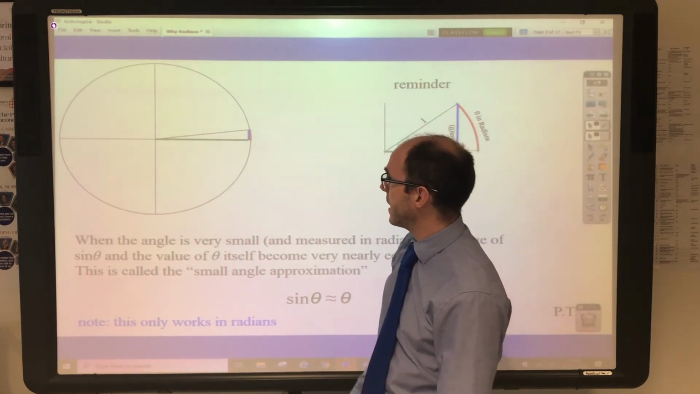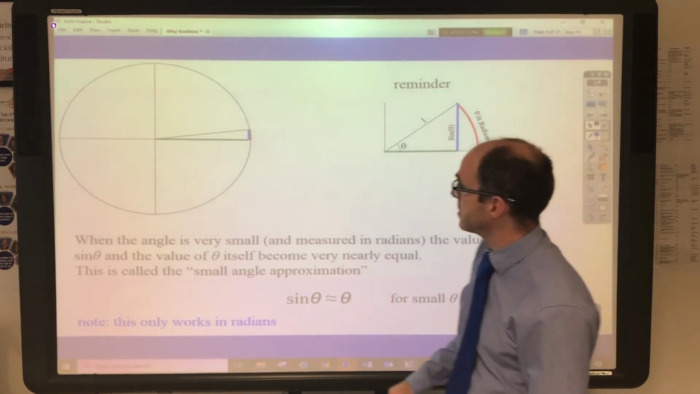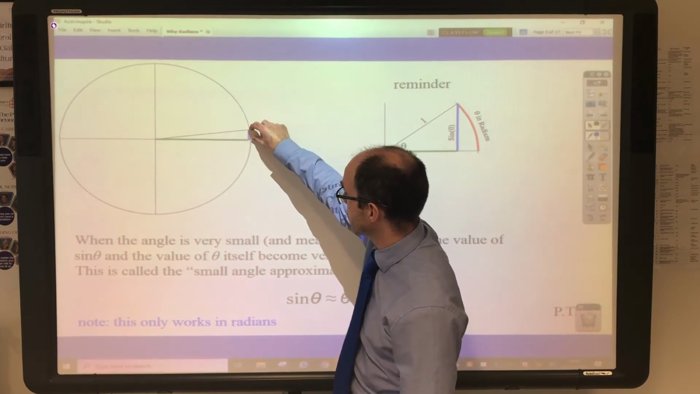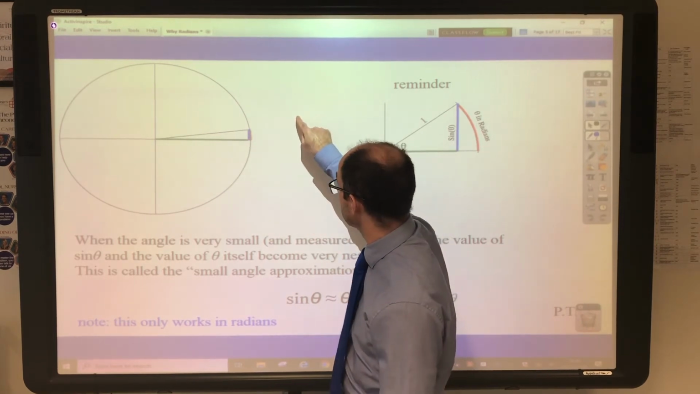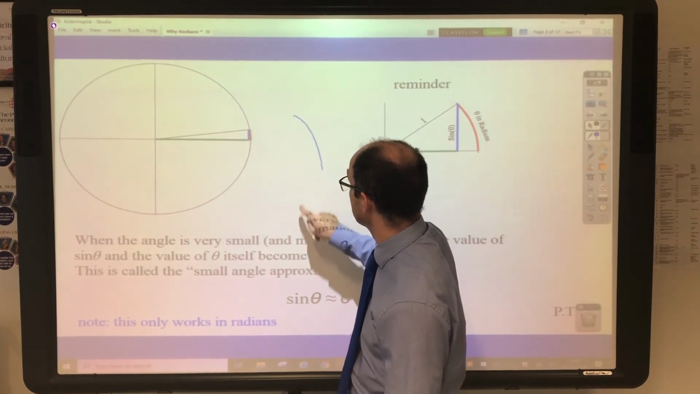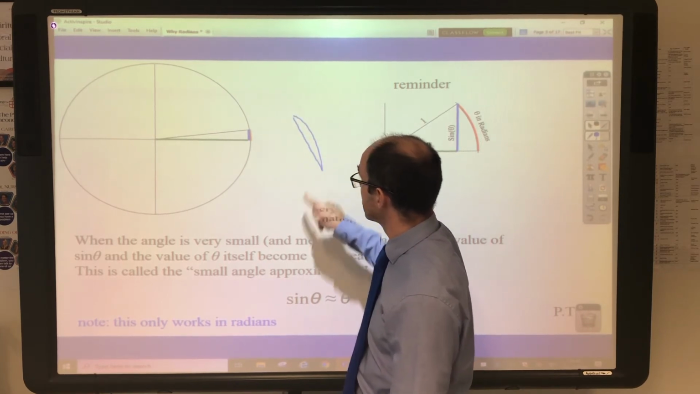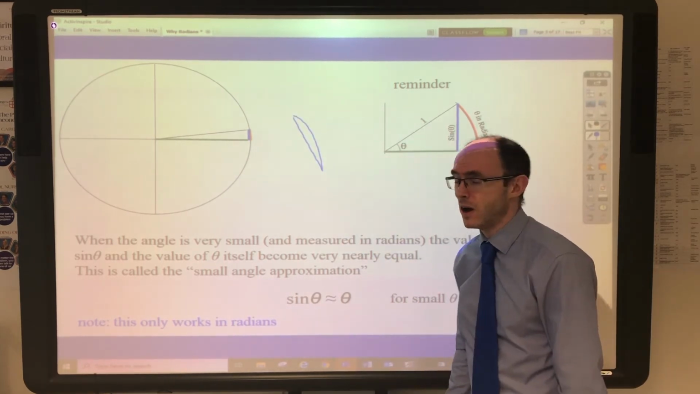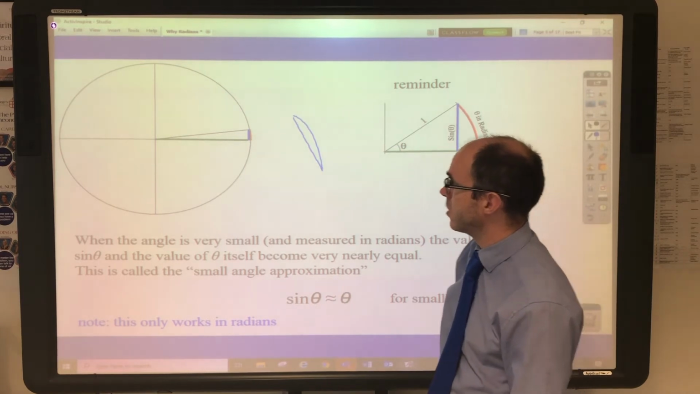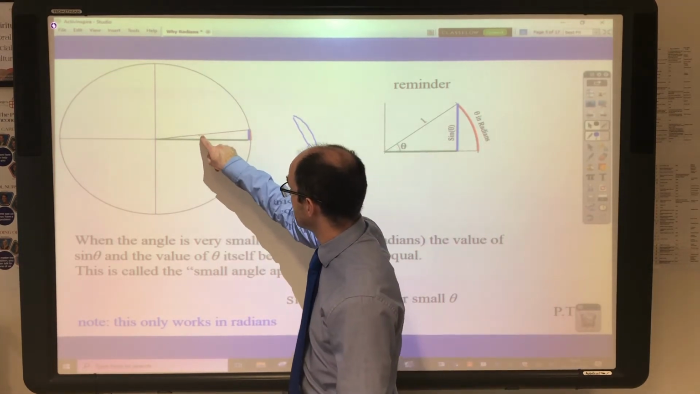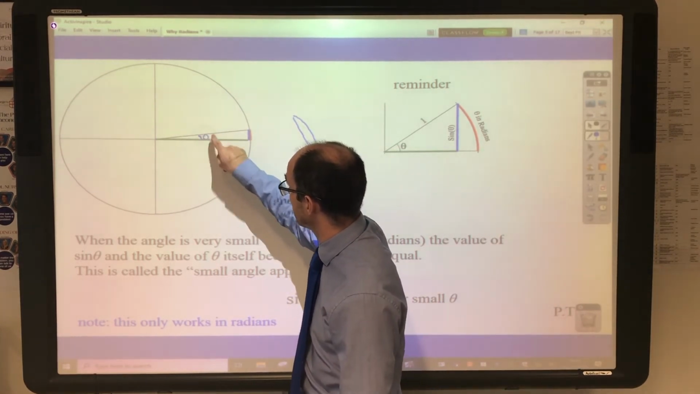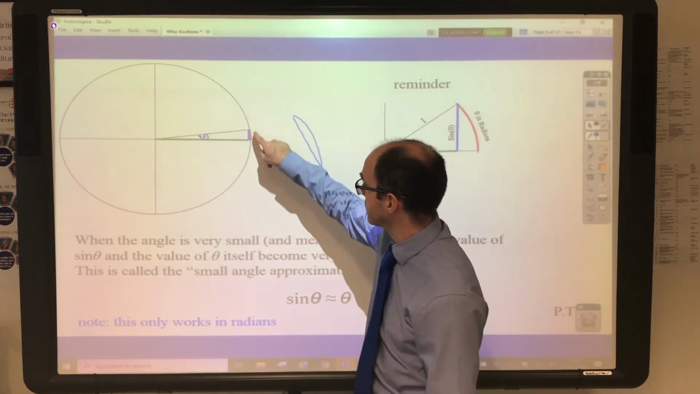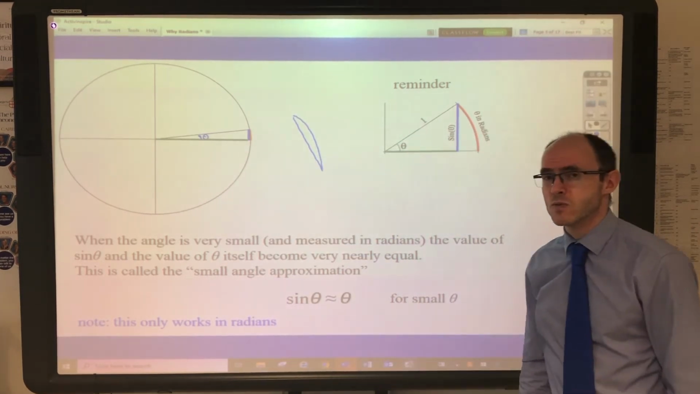Now, you probably can't see this, but as these two are very, very small, the arc length, let me exaggerate, the arc length there is very similar to the straight line distance. Or in other words, in terms of that angle there, if it is actually the arc length, they're very, very similar. They're very approximate.